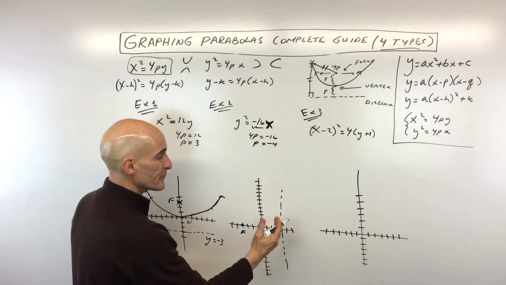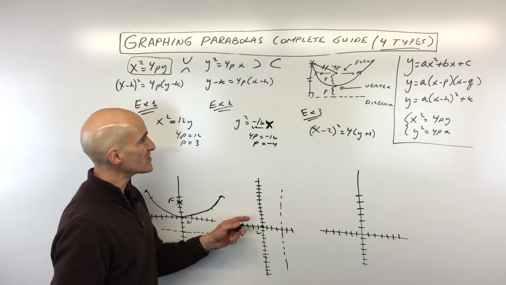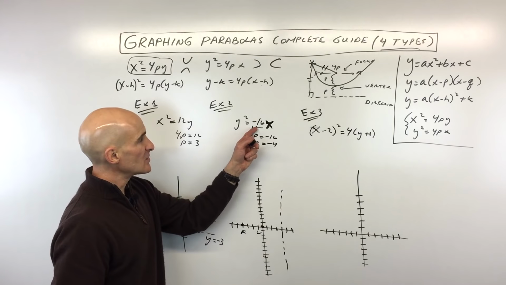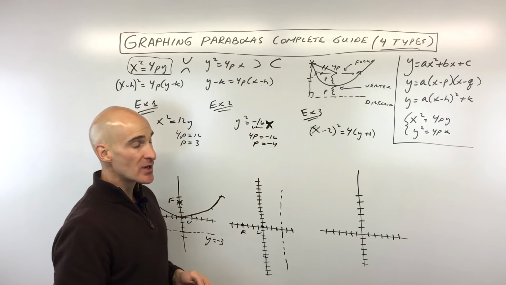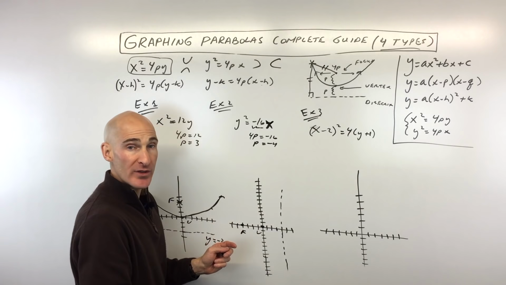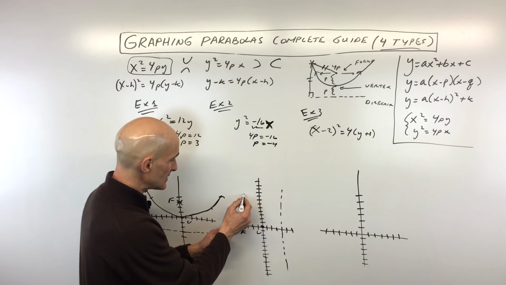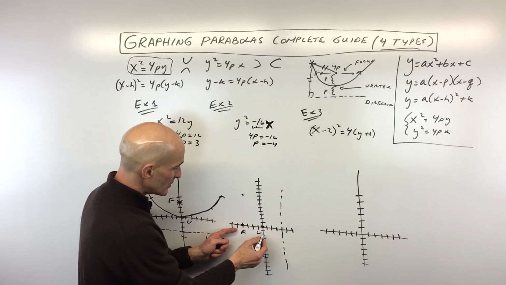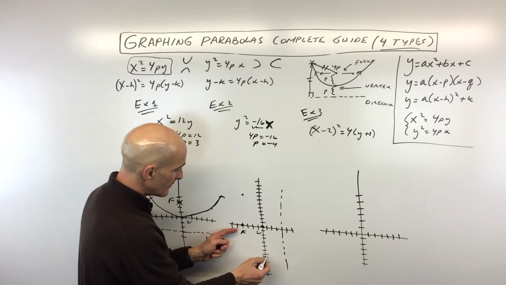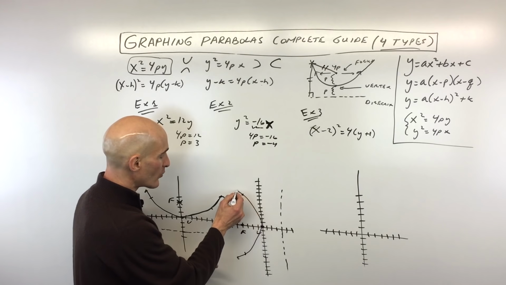Okay, it's deflecting the parabola in a sense. It's opening away from the directrix towards the focus. And then at the level of the focus, it's going to be 16 units wide. So from the focus, I'm going to go up 8 and down 8 to give us that width of 16. So let's do that. 1, 2, 3, 4, 5, 6, 7, 8. And then down 1, 2, 3, 4, 5, 6, 7, 8, right about there. So that gives us an idea about how wide our parabola is.